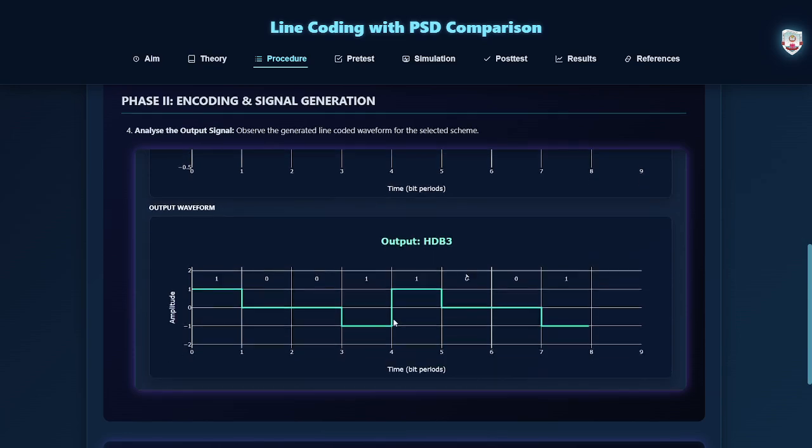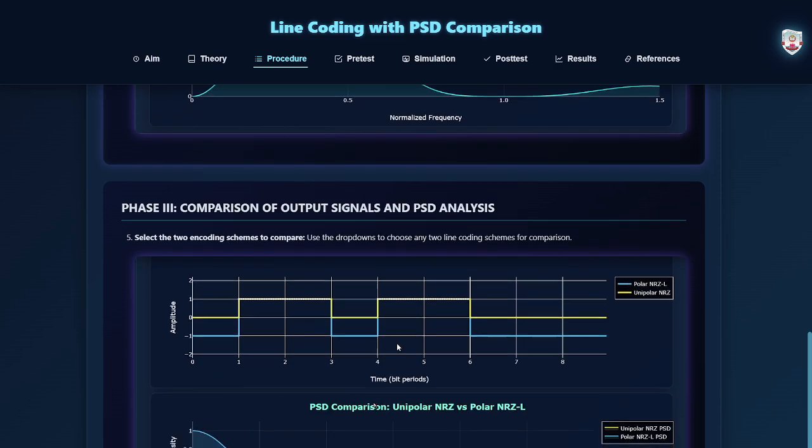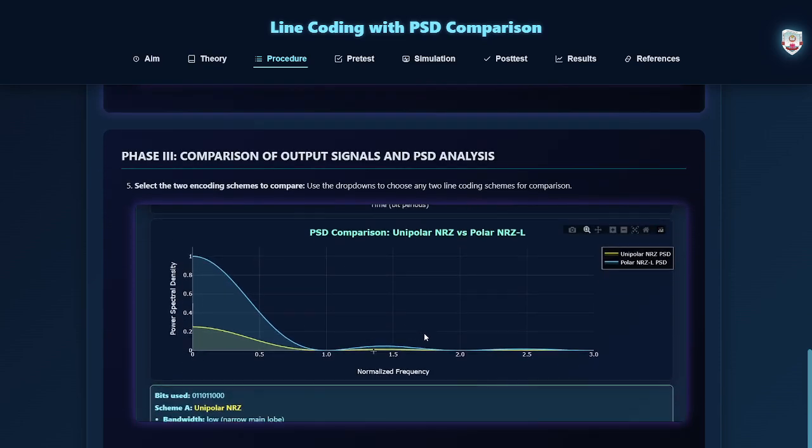There is also a compare feature, which allows users to select two coding schemes and observe their waveform and PSD differences side by side. This makes the analysis much clearer and easier to understand.